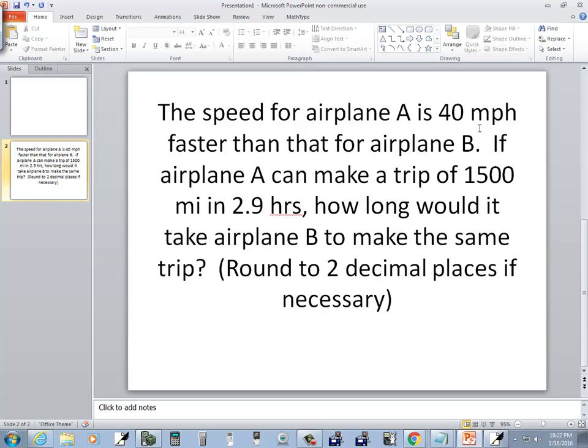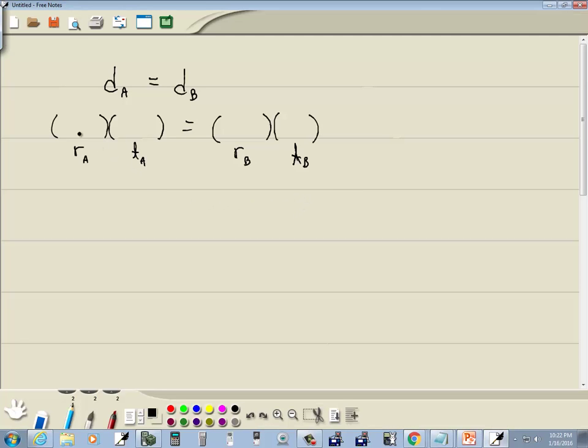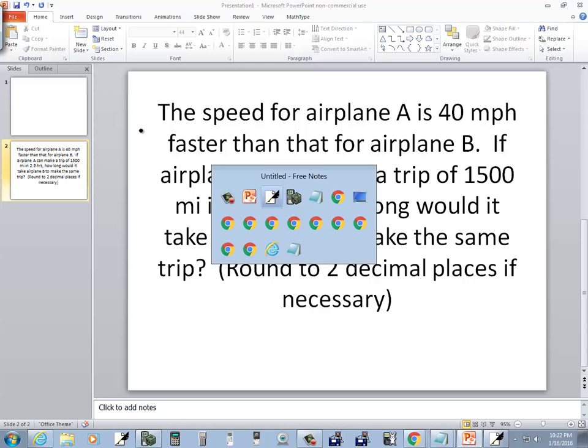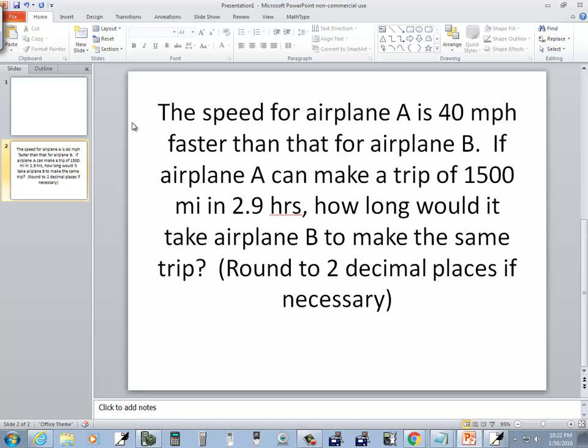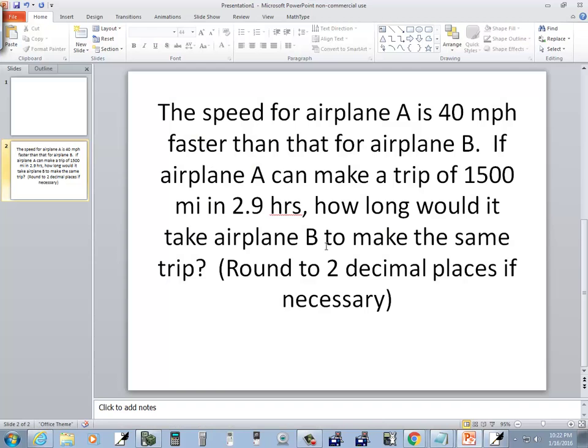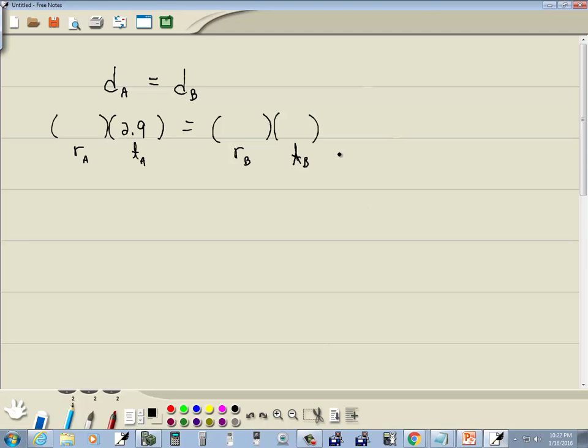Now let's see what they give us. Speed for airplane A is 40 miles per hour faster than that for airplane B. Okay, if airplane A can make a trip of 1,500 miles in 2.9 hours, so that's airplane A can make a trip in 2.9 hours. So that's 2.9 hours. How long would it take airplane B to make the same trip? So we're trying to find this here. This is X. That's what we're trying to find.